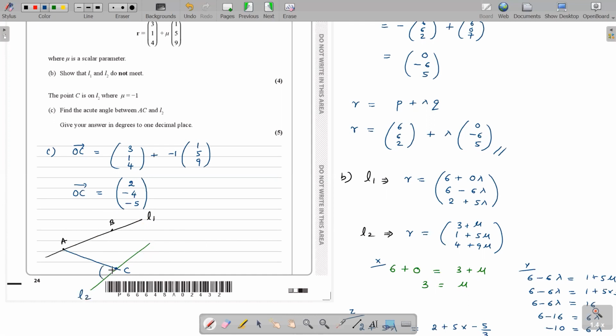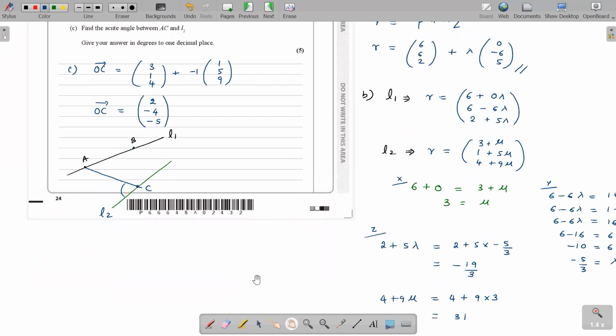The acute angle. So how do we get the acute angle between AC and line 2? What's the equation we use to get the angle between two vectors? We use the dot product, the scalar product. Cos theta equals A dot B over modulus A into modulus B. This is the equation we learned to get the angle between two vectors. So who are the two vectors here? We can use one vector as the direction vector of AC, and the other one is the direction of line 2. You could use the line 2.